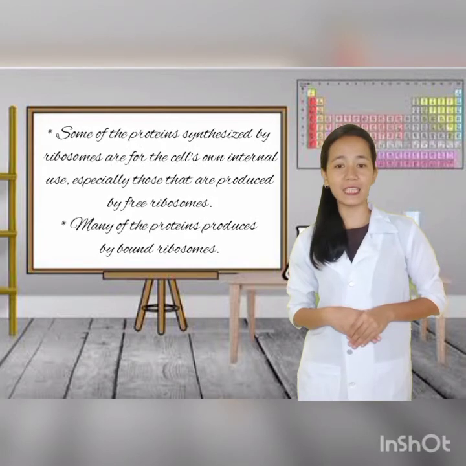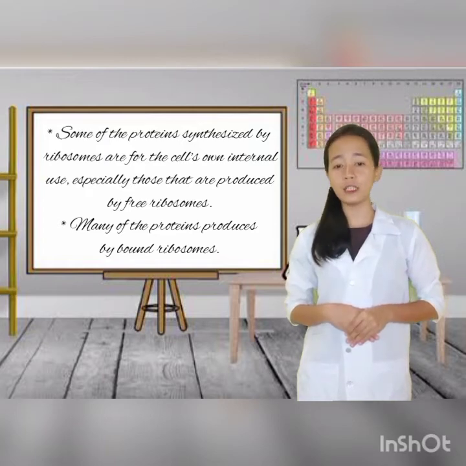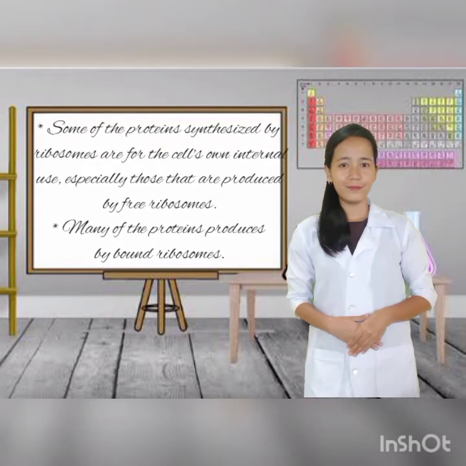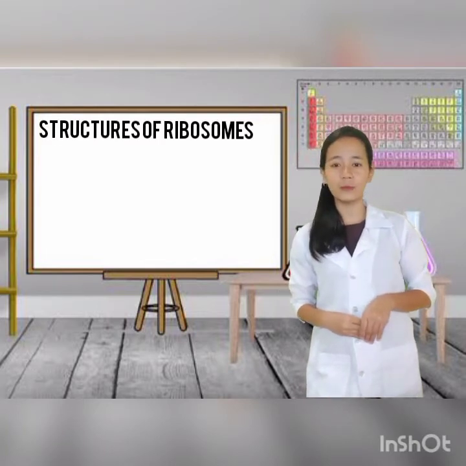Some of the proteins synthesized by ribosomes are for the cell's own internal use, especially those that are produced by free ribosomes. Many of the proteins produced by bound ribosomes, however, are transported outside the cell. This time, let's move on to the structures of ribosomes.